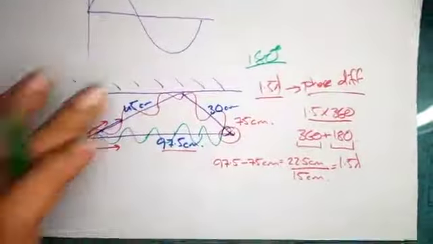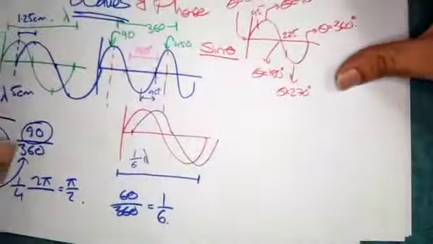All right. So this is one example of path difference, and these are different examples of phase difference. So now let's try another question. See if you guys can do this.